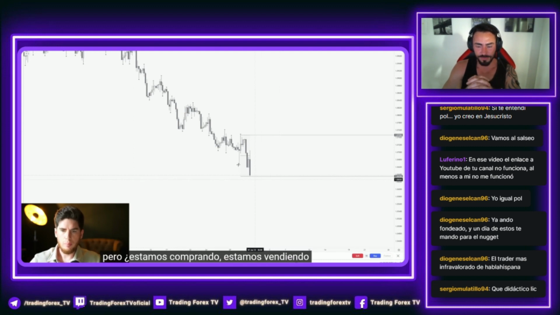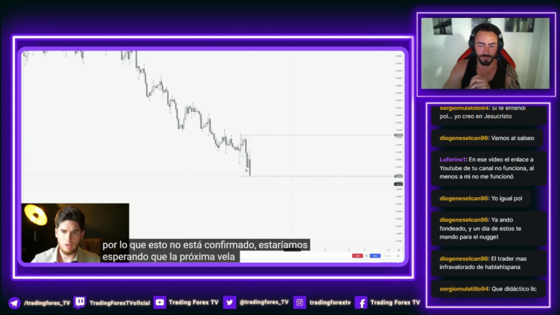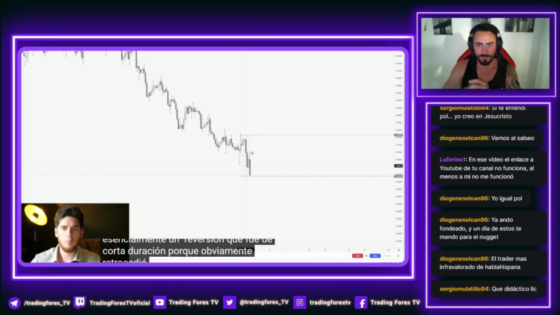So if we look at what the previous range low was, which has been breached, and we look at which candlesticks are formed here, now this is the end of May, but the first one was one bearish body close. So this is unconfirmed. We'd be waiting for the next candle to close. The next candle is a bullish candle. So it's NFT, it's no follow through. It's essentially a reversal, which was short lived because obviously it did pull back.